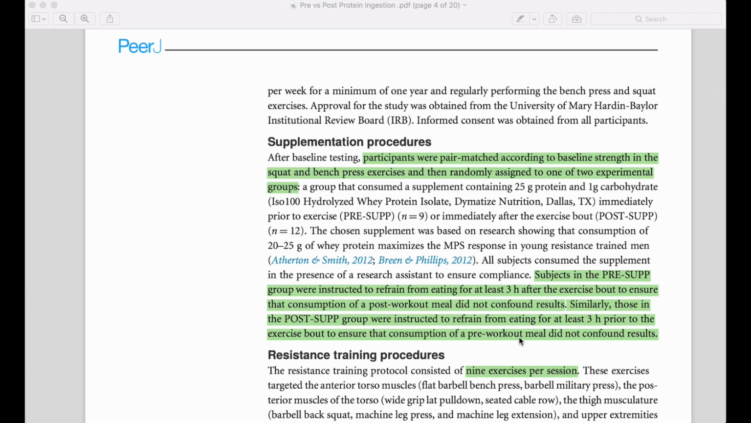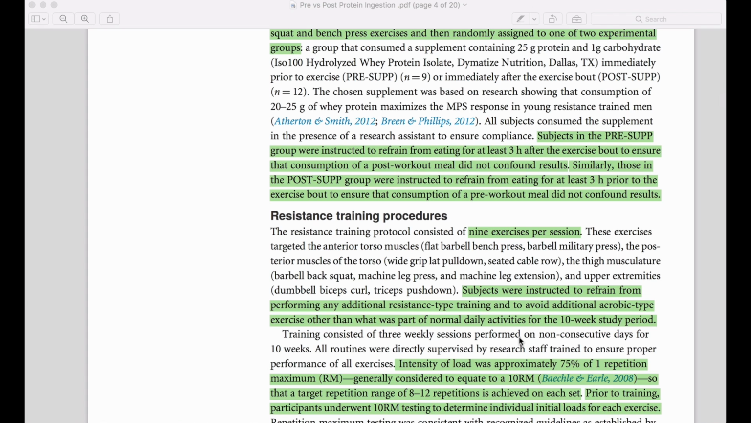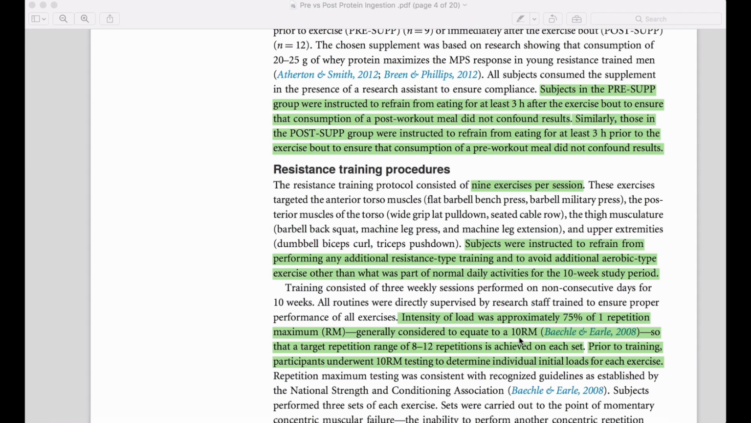In regards to the actual supplementation itself, it was from Dymatize Nutrition. They had a protein supplement which had 25 grams of protein and just 1 gram of carbohydrate. So again, a decent amount of protein post-workout for some people this age is probably sufficient to maximize their muscle protein synthesis. Subjects in the pre-supplementation group, as we said, couldn't eat for 3 hours after, and the post group couldn't eat beforehand. So that was good because they controlled that factor, and it's a big enough window where that wouldn't have an impact. So that was a really good thing.